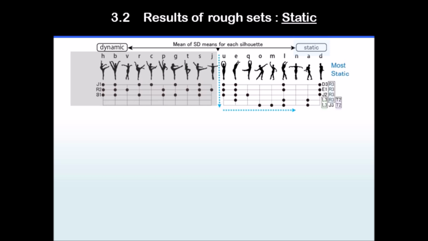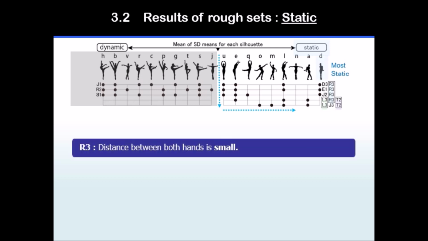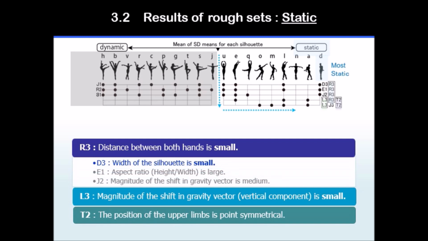Results of rough sets, static. Look at the right part of the figure. We will explain the static impression. The silhouette of D had the highest SD rating value for static. It means D is evaluated as the most static pose. In the static, 5 different combination patterns of attribute values were extracted, such as D3R3, E1R3, and so on.